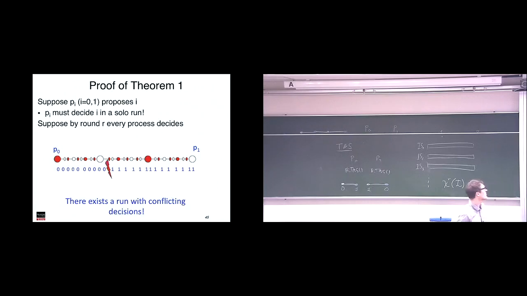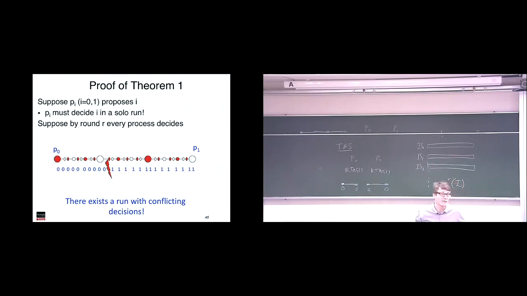So no matter at which point you end your execution and decide on the value, you have a string of zeros going from this point, a string of ones going from this point, and at some point they clash and you have a violation of something. Either you violate termination, meaning that you run for an infinite number of rounds without terminating, or you violate agreement, by showing that there is an execution in which two processes decide different values. Okay, so this is just a high-level understanding of what consensus impossibility is about.